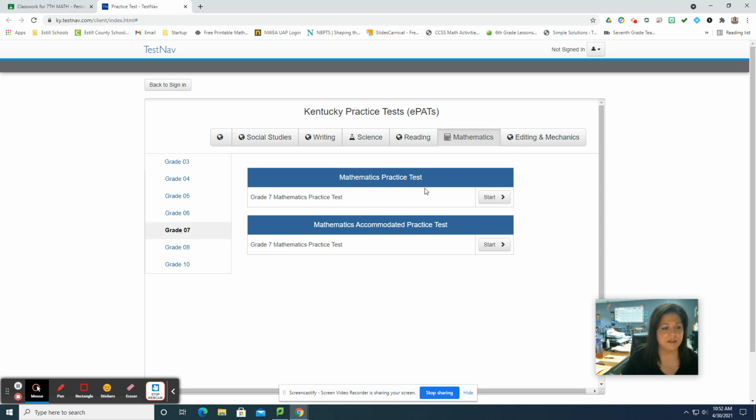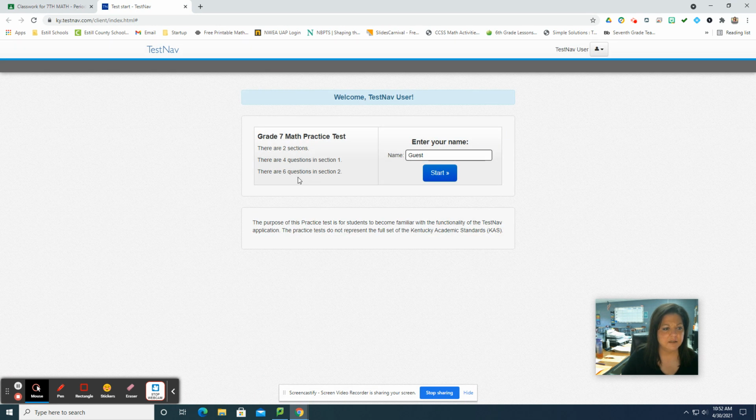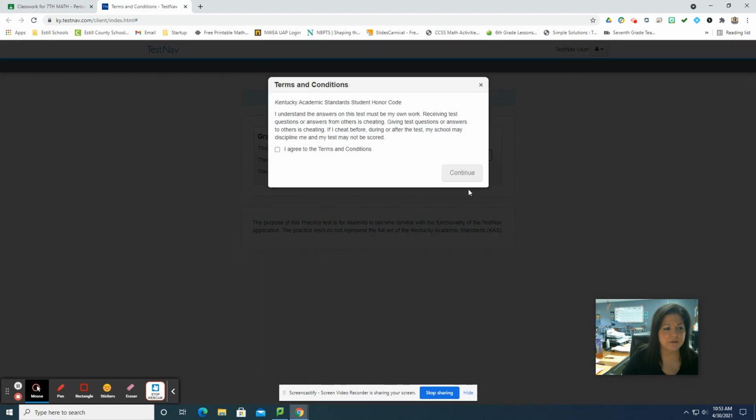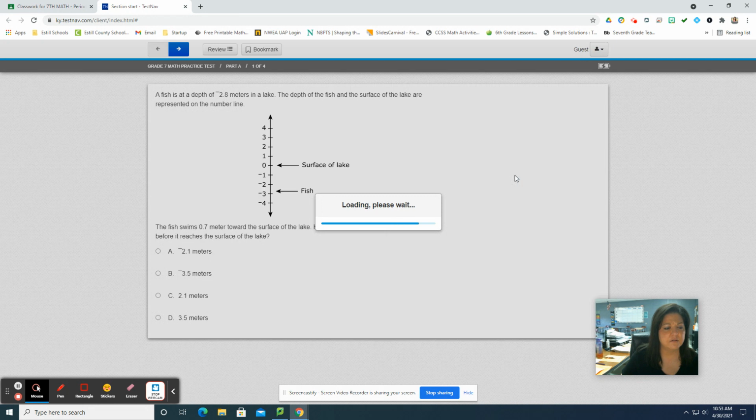Grade 7, and then there are 2 tests. One is accommodations, one is not. You're going to take the top. Start the top test. Okay, that says there are 2 sections. There are 4 questions in section 1 and 6 questions in section 2. We're going to start with the 4 questions in section 1. Just hit start, agree to the terms and conditions, hit continue, and start.